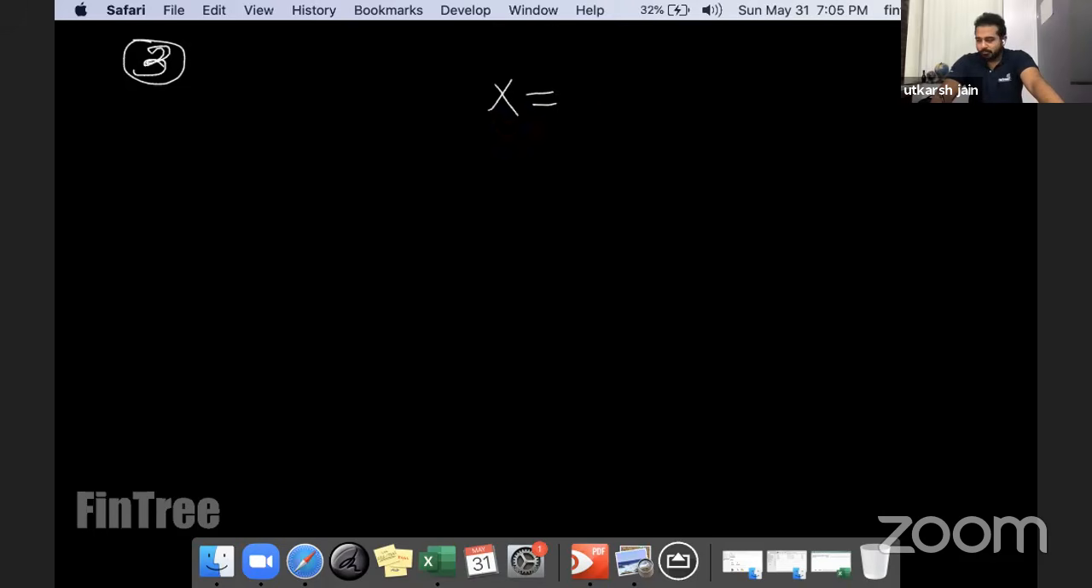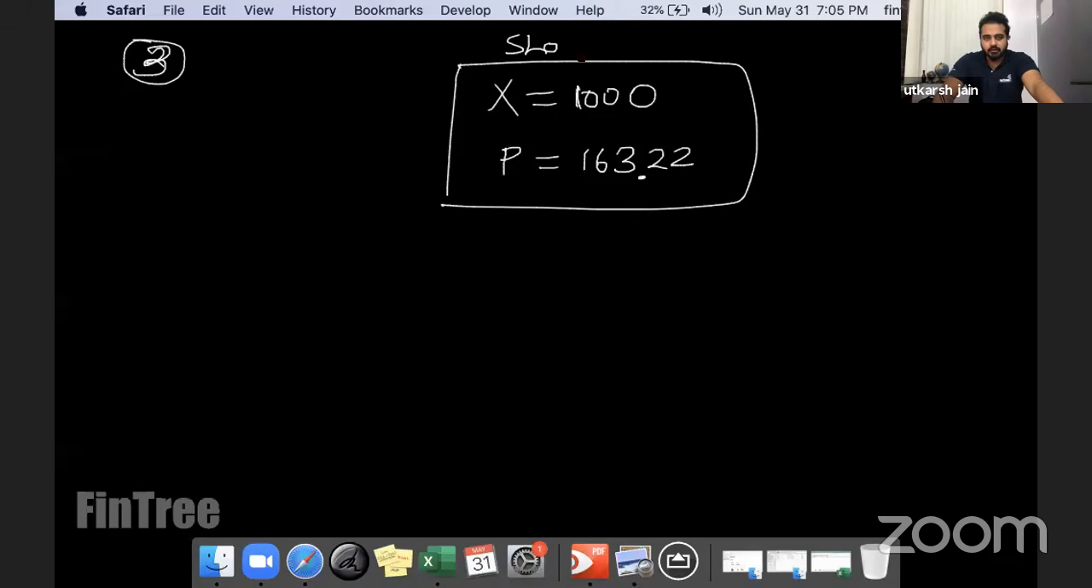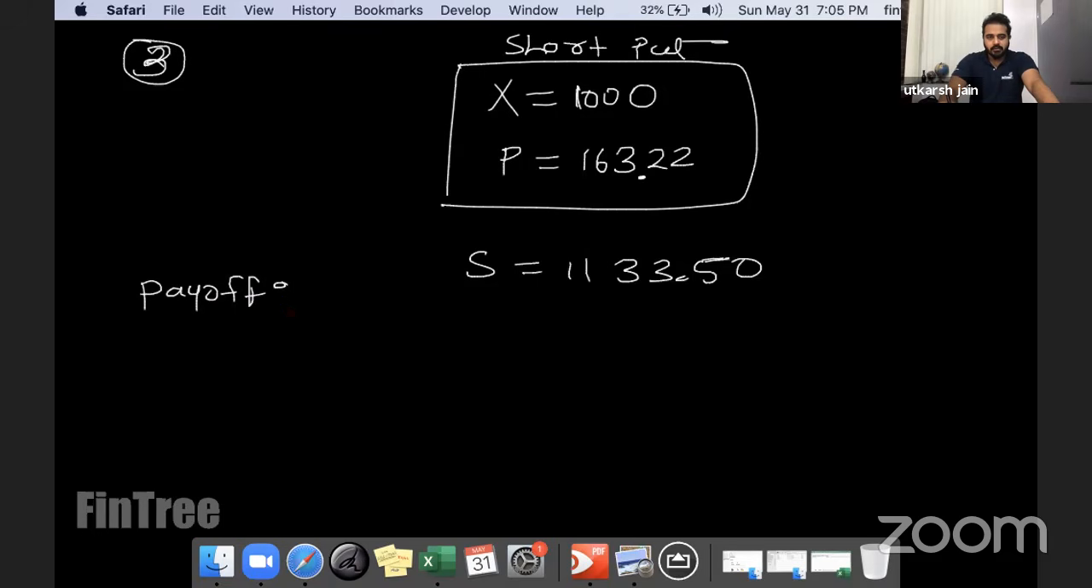You probably want to use your calculator here. Strike price, let us say 1,000, and the premium you paid is 163.22, and it is a short put position. Let us say the spot price turns out to be 1133.50. Now, based on this information, you have to figure out what would be the payoff and what would be the profit or loss to the short put.